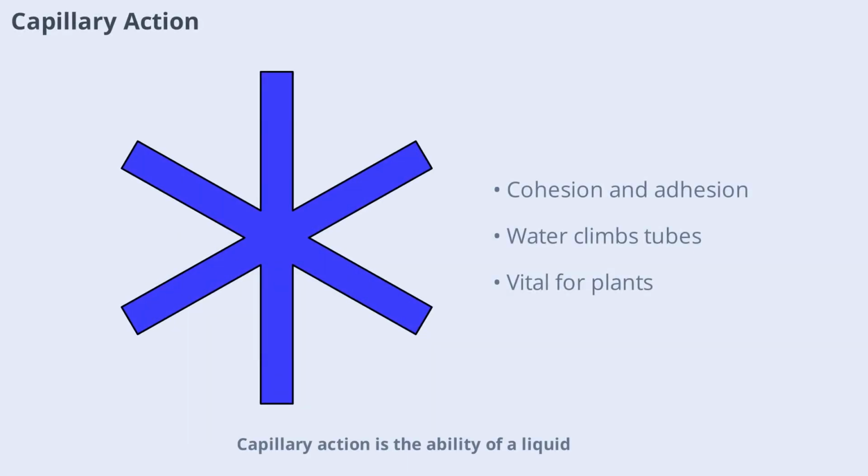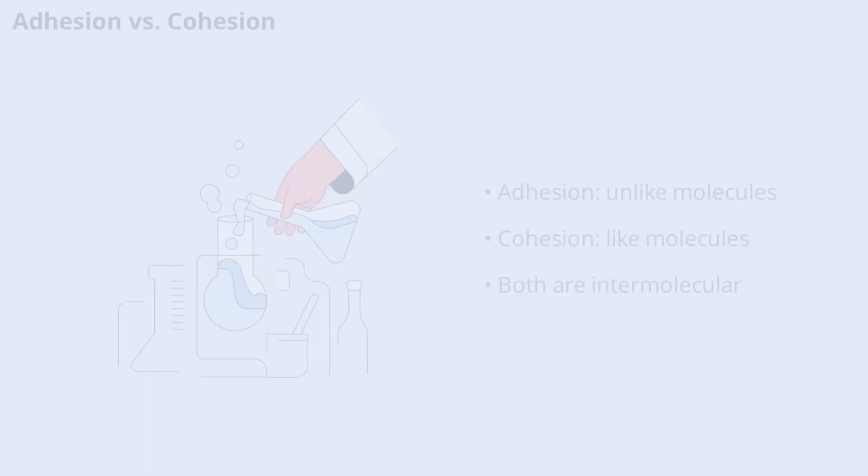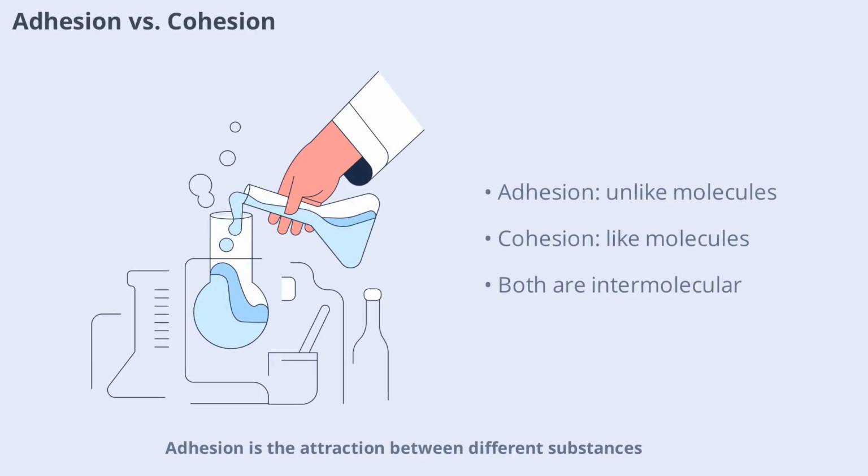Capillary action is the ability of a liquid to flow in narrow spaces without external forces. It's driven by the combination of cohesive forces between like molecules and adhesive forces between unlike molecules. Water's strong hydrogen bonds make it excellent at climbing up thin tubes, which is essential for plants drawing water from soil. Adhesion is the attraction between different substances, while cohesion is the attraction between like molecules.